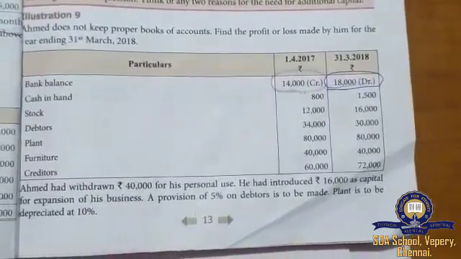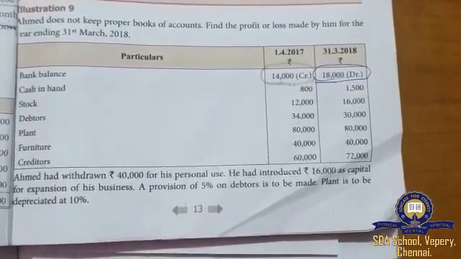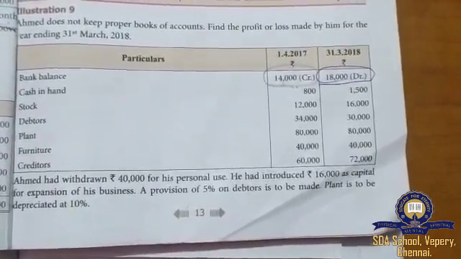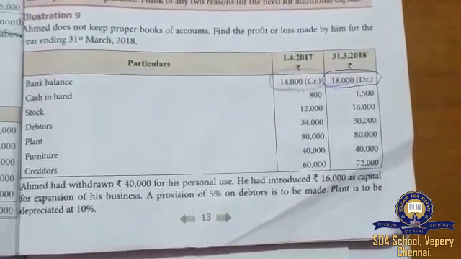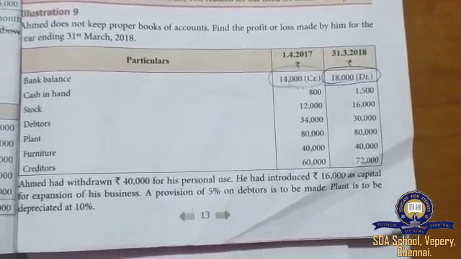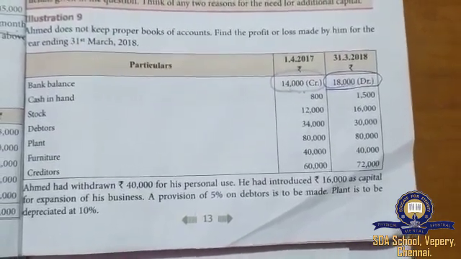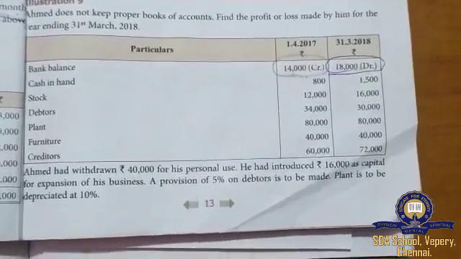Take page number 13, illustration 9. Ahmad does not keep a proper book of account. Find the profit or loss made by him for the year ending 31st March 2018. So the particulars: 1/4/2017 and 31/3/2018. So bank balance is 14,000 credit and 18,000 is debit.